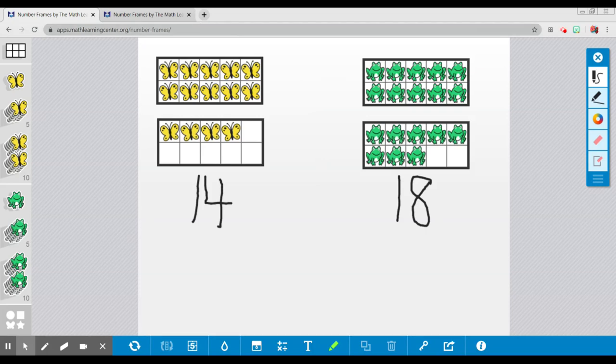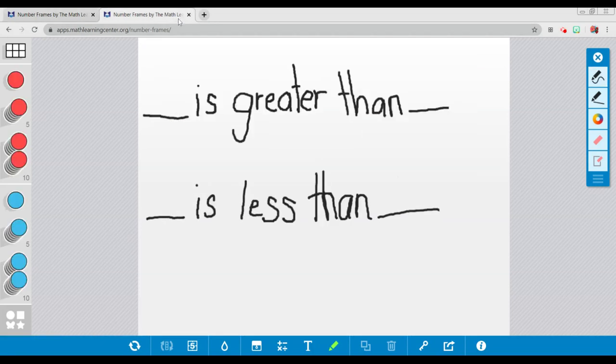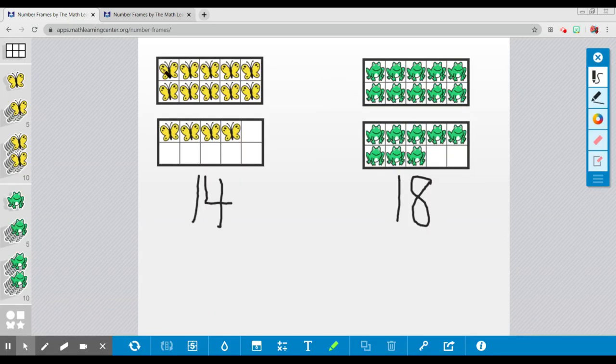Okay, well, let's go over here and let's look at this. This says blank is greater than blank. Remember, we said greater means more. So if we go back, don't do it. There we go. Thank you. Okay, so go back. Which one has more? Are there more frogs or more butterflies? Yes, more frogs, because you can see both 10 frames are almost filled up. This one only has 2 more to go, and this one has 6 more to go. So we know that there are more frogs.